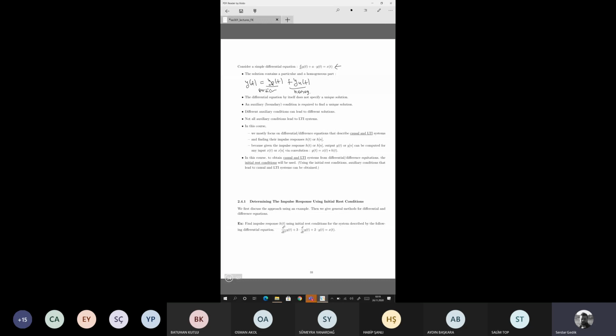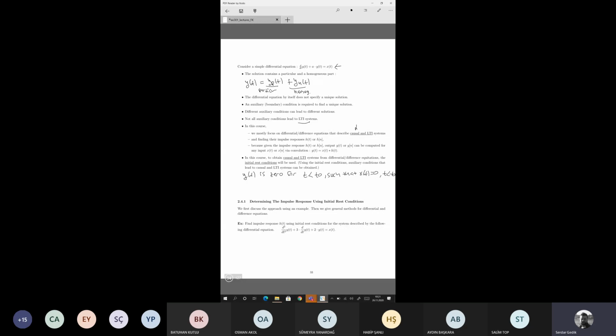And with initial rest condition, we can be sure that our system is actually causal and LTI for a given differential or difference equation. So what is this initial rest telling you? It tells you that actually y of t is 0 for t smaller than t0, such that x of t is equal to 0 for t smaller than t0. So it is simple. If input is 0, then so is the output. So if input is 0 for some t smaller than t0, then so is the output.